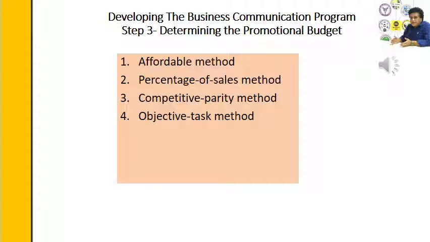Yet another method is the objective task method. This is used by companies which are not struggling with money, and it is one of the most rational methods of determining the promotional budget. In this, you determine what objective you want to achieve, and based upon that objective you build up a promotional plan.